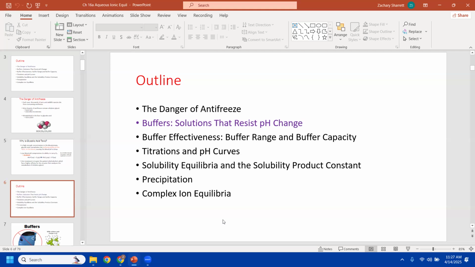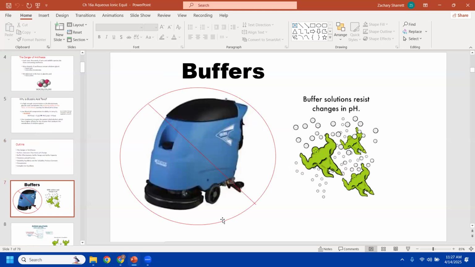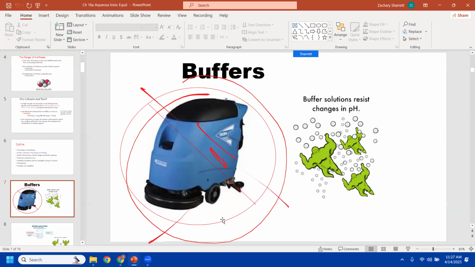Sophia, you know what a buffer is? No, a buffer is something that buffs the ground. Yeah, it is. This is a buffer that you would use if you're cleaning the gymnasium, or you buff cars and stuff like that. That's not the type of buffers we're looking at. It is solutions that resist pH change. And we got these little green creatures. You think our bloodstream has these little green creatures? I mean, who knows? We can't look that deep into the things.